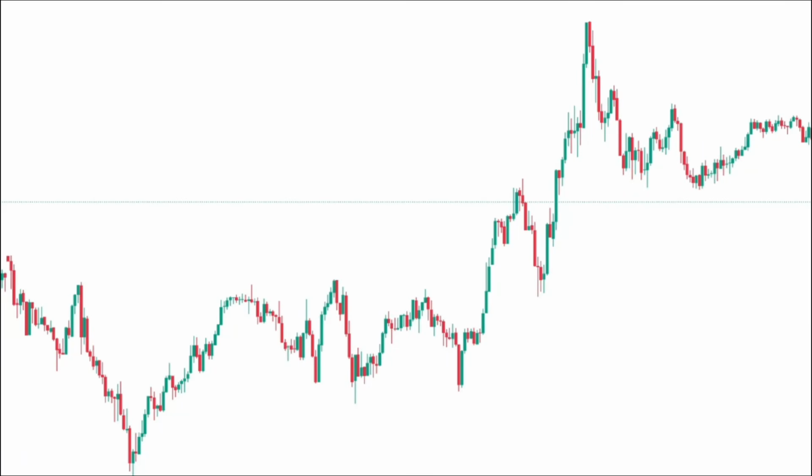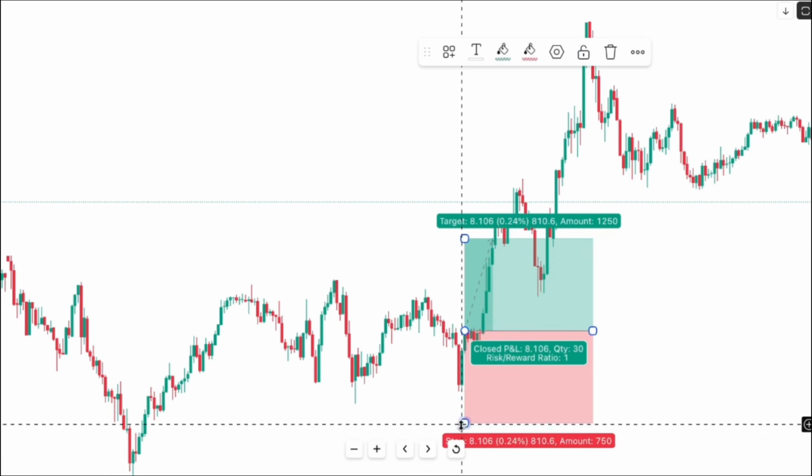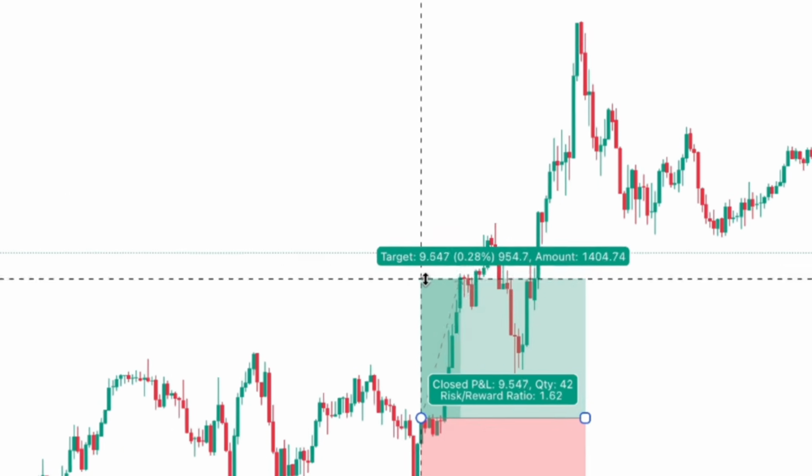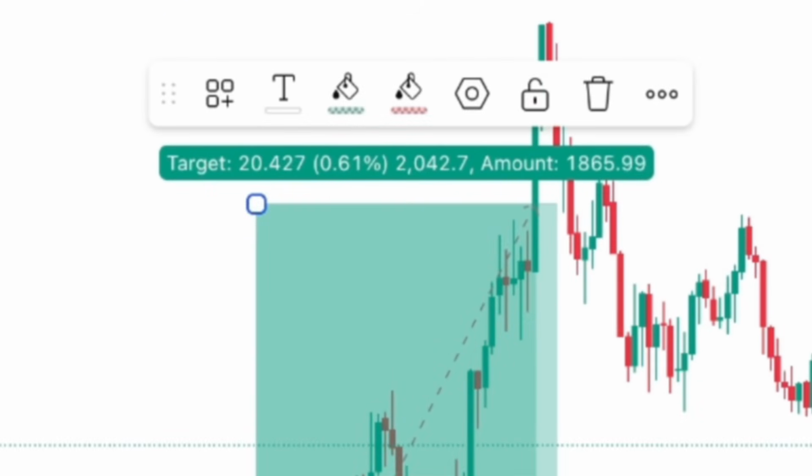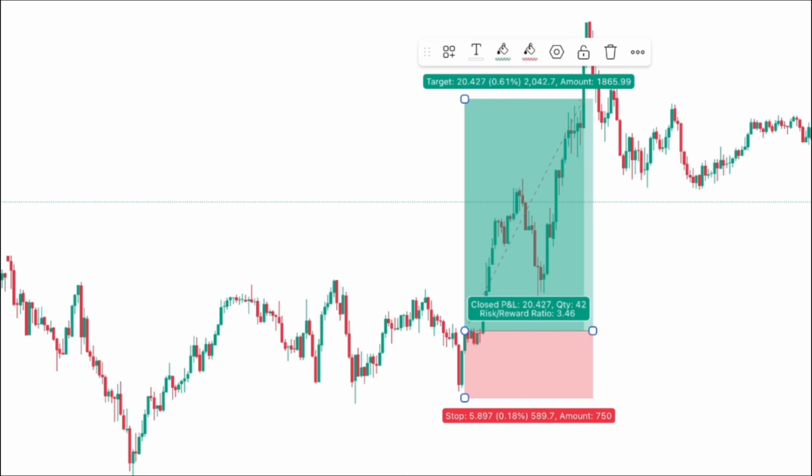Today, we're running a new experiment. The challenge? I'm only taking reversal trades, and every single one needs to aim for at least 200 pips. Yeah, sounds ambitious, but let's see what happens.